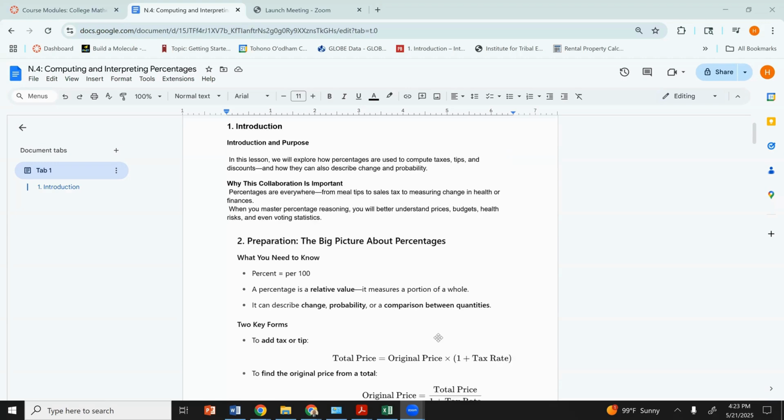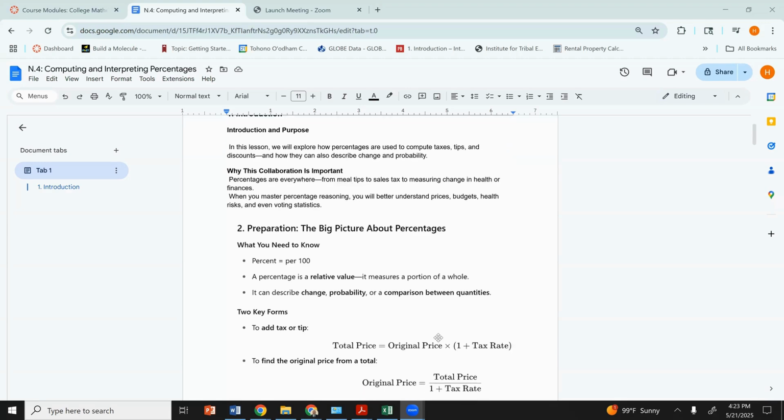Percentages can be used relatively, comparing different events, but basically, it measures a portion of a whole. So if I say 1%, that 1% is just a portion of 100. Okay, so it describes a portion of a whole. Percentages can describe changes, probability, and comparison between quantities, which we will talk about later.